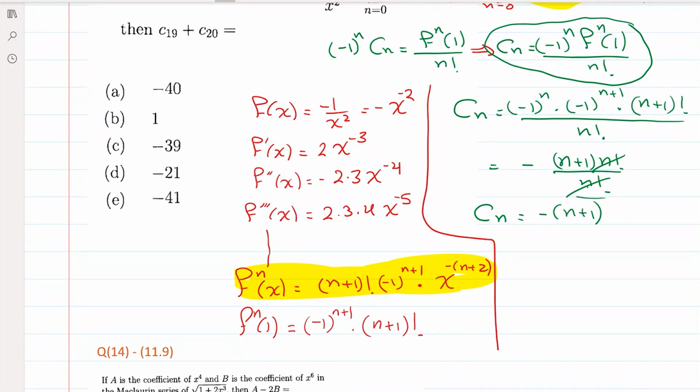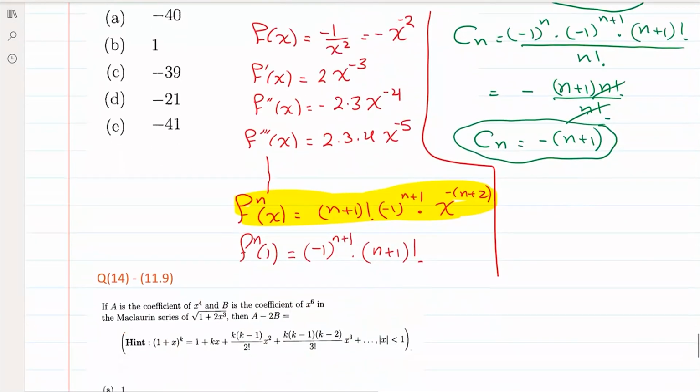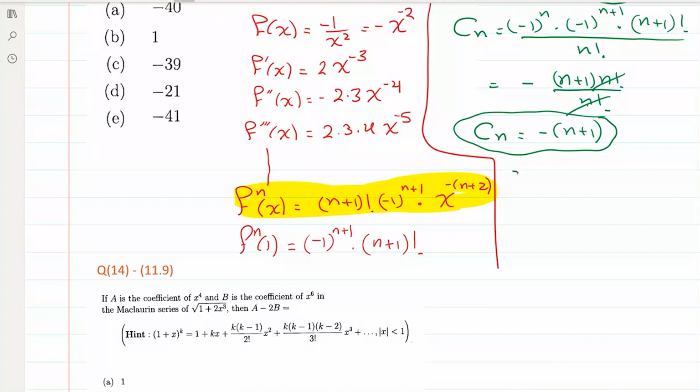Is that clear? So simply, he asked about C19 plus C20. Now after you find the rule, it will be minus C19, it will be 19 plus 1, 20. So it will be minus 20 plus minus 21. So it is minus 41. So the answer is E.